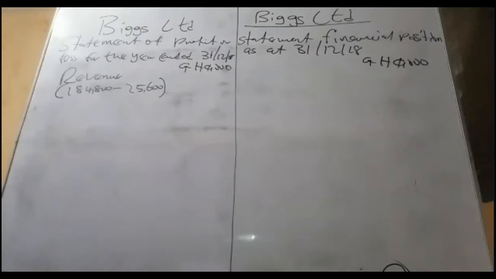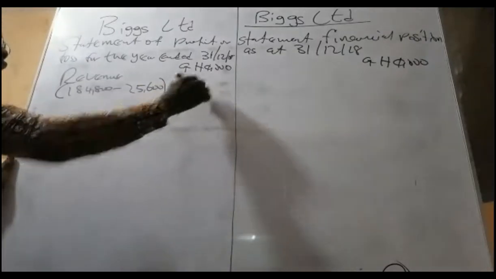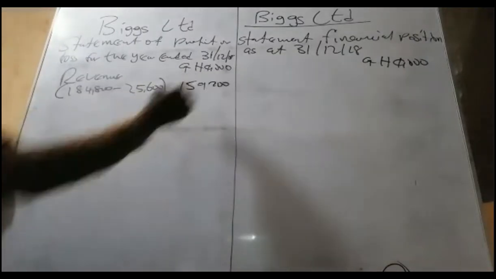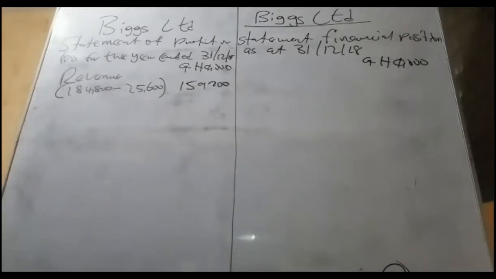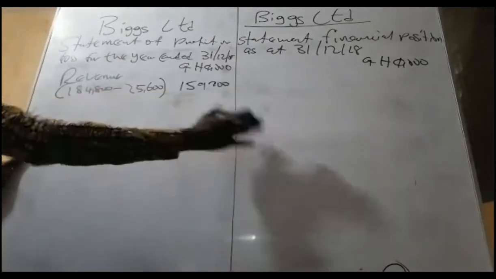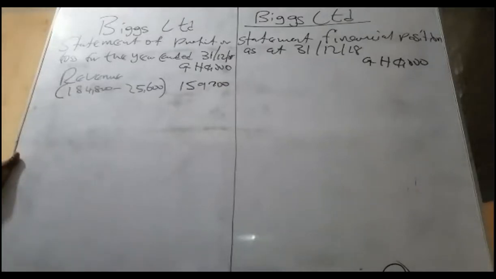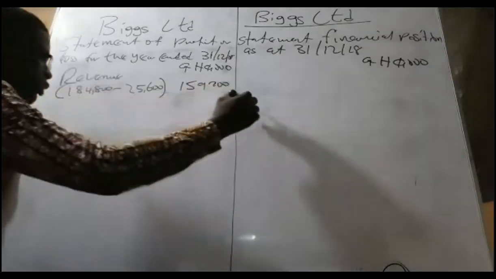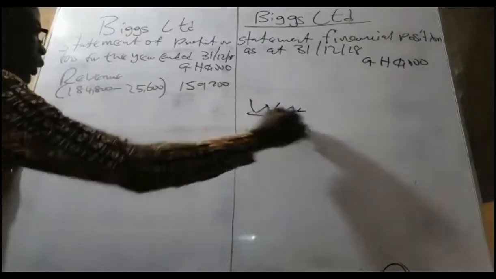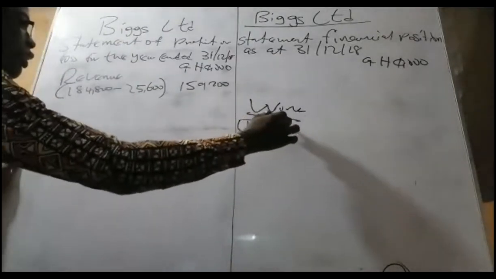So what do you get? 159,200. That is it. If you don't want to do this, you can go and perform workings and bring it back, like workings 1. If you want to do the workings 2, it's allowed. So start the workings 1. It's on revenue.